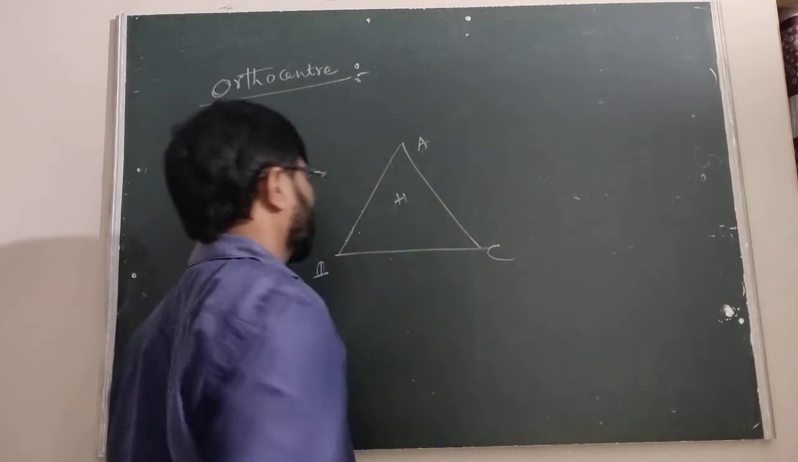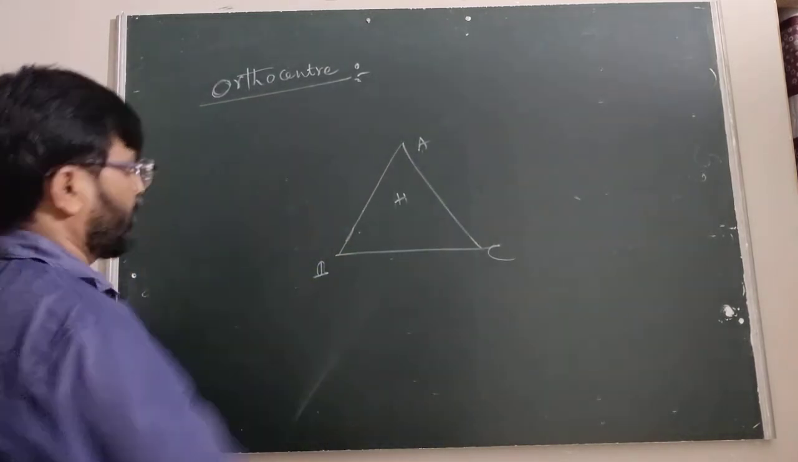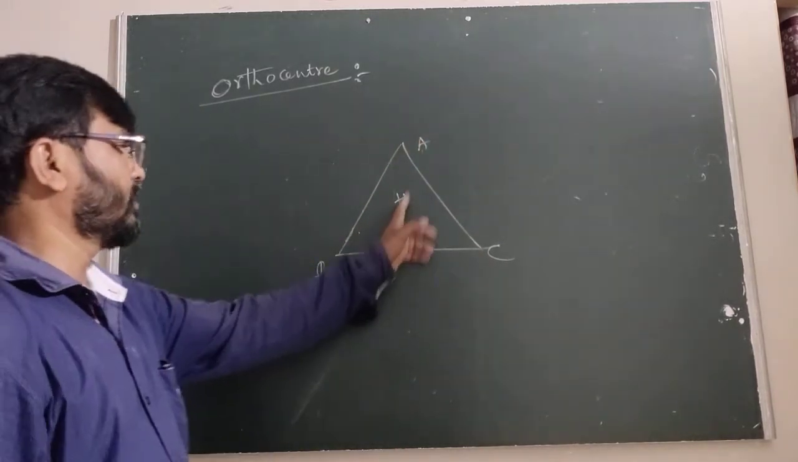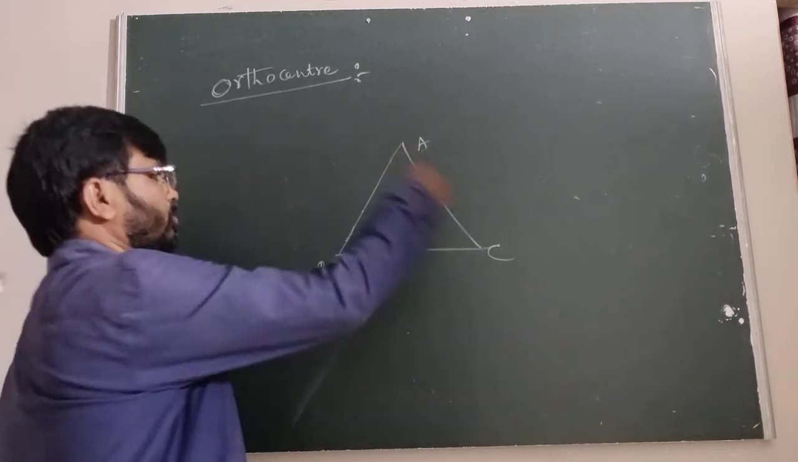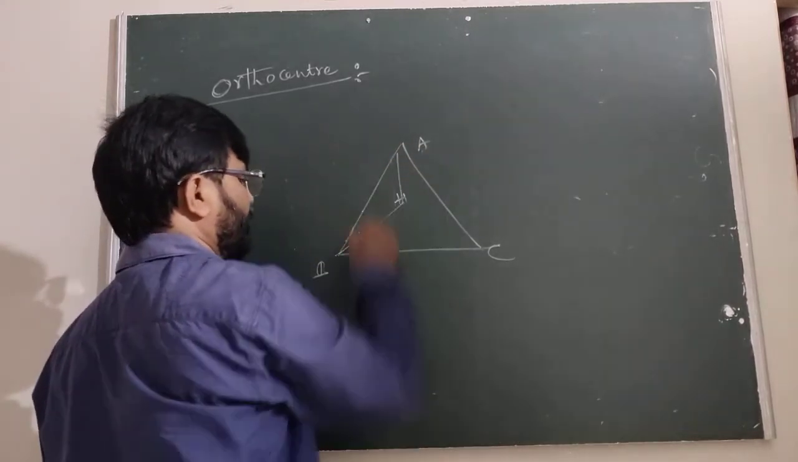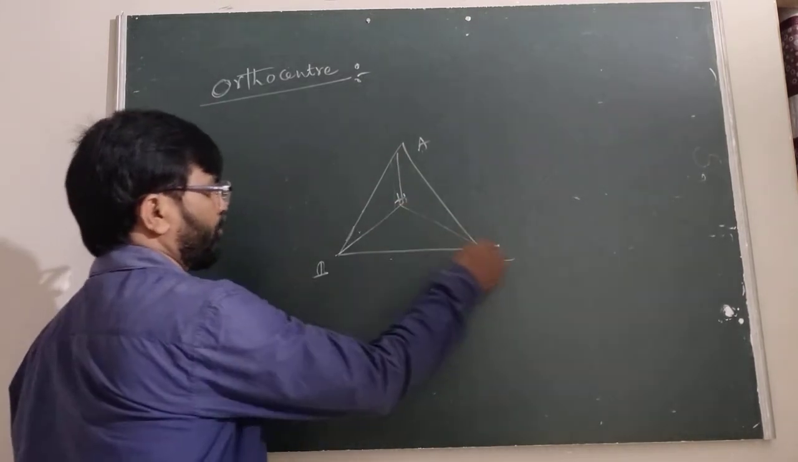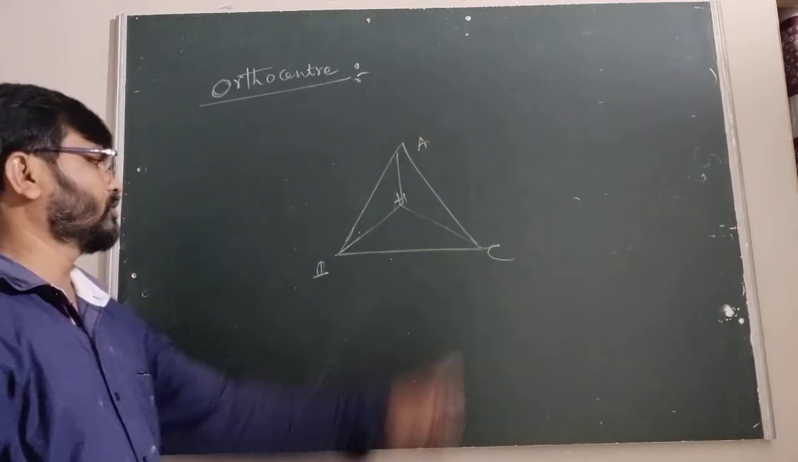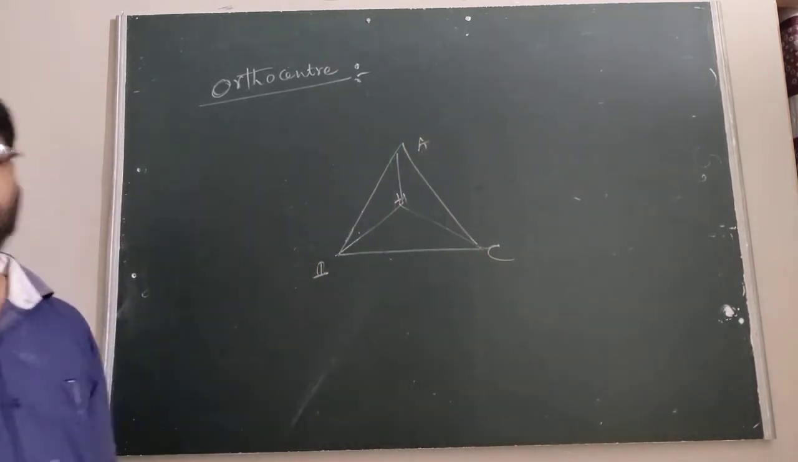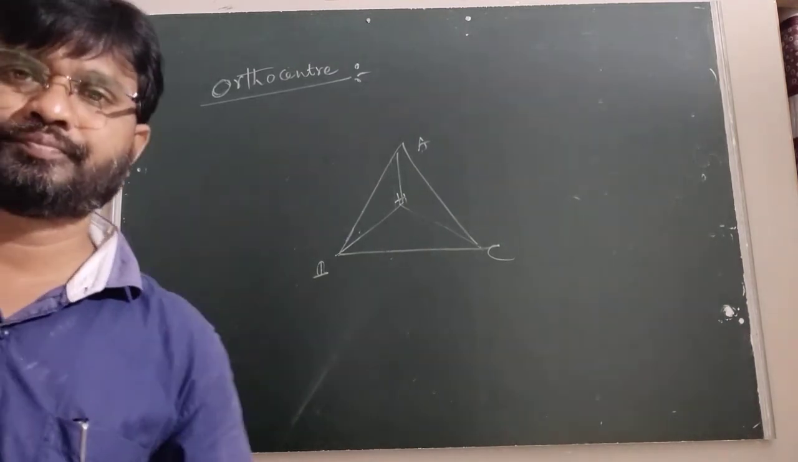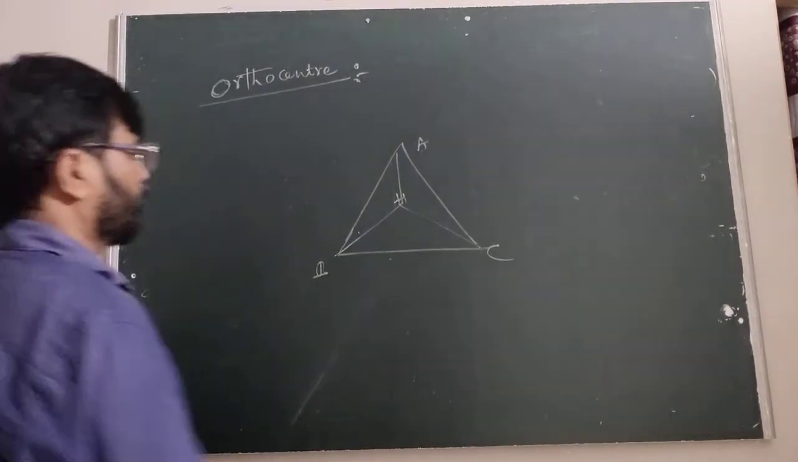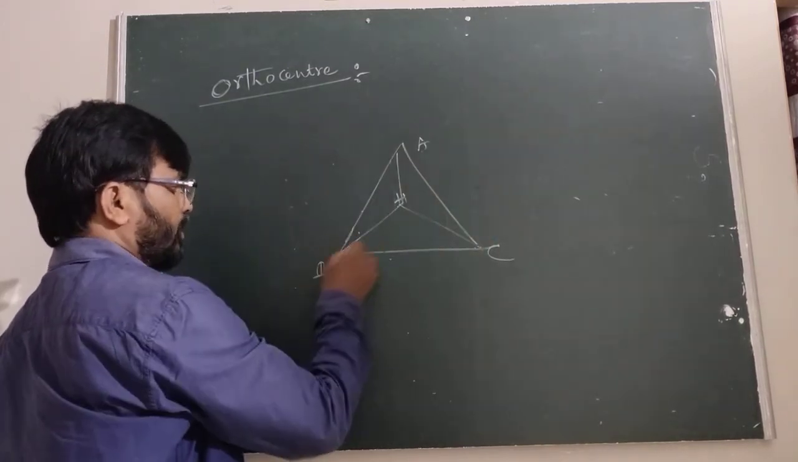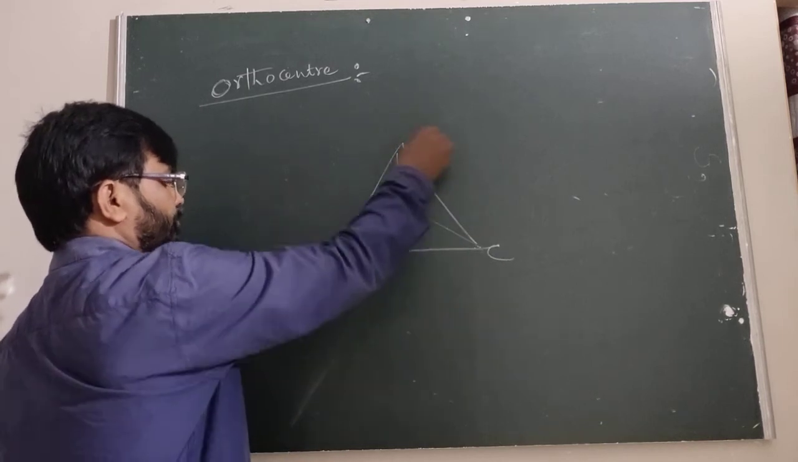Suppose H is the orthocenter of the triangle ABC. Now the orthocenter of HAB is C. Orthocenter of BHC is A. Orthocenter of AHC is B. Okay? Understand? Now orthocenter of HAB is C. Orthocenter of HAC is B. Orthocenter of HBC is A.